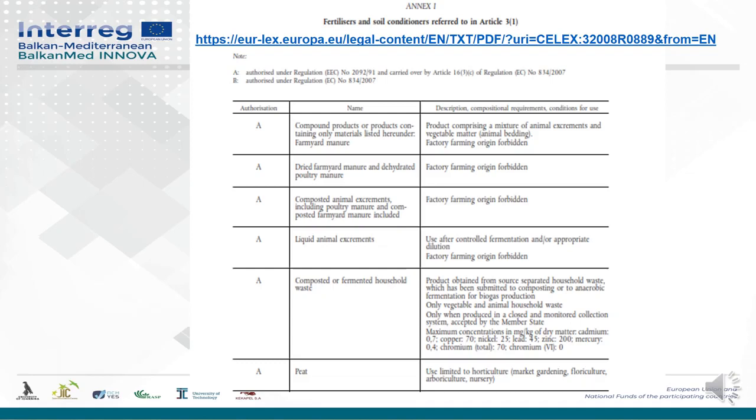You have some limits of some metals. Cadmium 0.7, copper 70, nickel 25, lead 45, zinc 200, mercury 0.4, chromium total, and chromium 6, which is 0. Then peat, use limited to horticulture. So peat is a very limited use: market gardening, floriculture, arboriculture, and nursery.